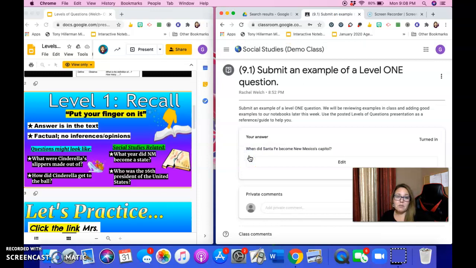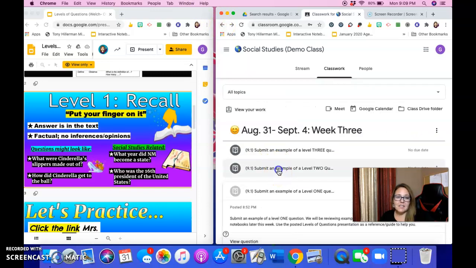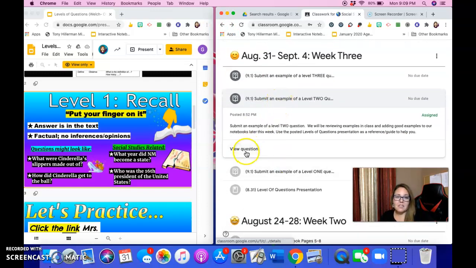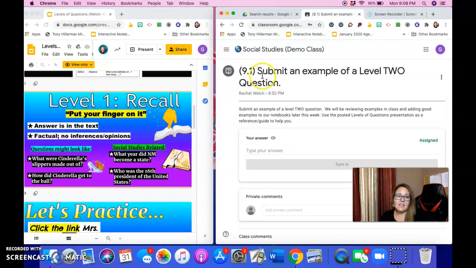So when you click view assignment, here's your question. You're going to submit an example of a level 1 question. This will be a spot for you to type, and I actually already typed one in here and turned it in. So maybe I should show you the other example because here it is. Okay, so when you click on one of these assignments and view question, it'll tell you at the top what you need to do. So submit an example of a level 2 question. Here's where I'm going to submit my example.